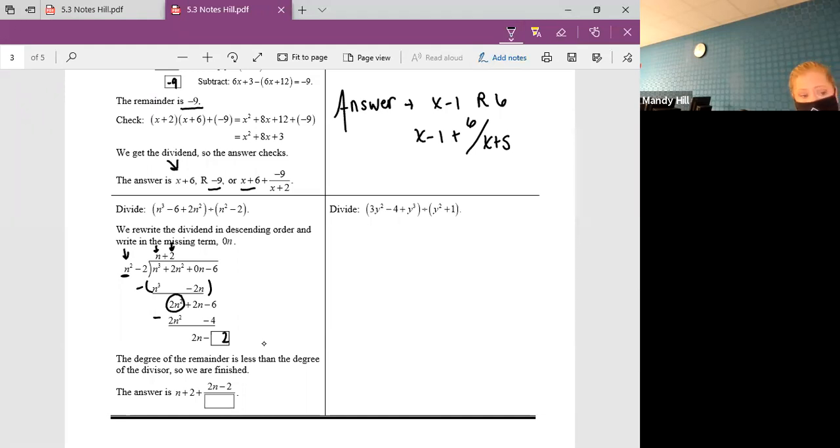Okay, so there's nothing else to bring down. If there's nothing else to bring down, all of this is my remainder. So they wrote the answer n plus 2 plus 2n minus 2, which was our remainder. And you always put it over what you're dividing by. So down here would be n squared minus 2.